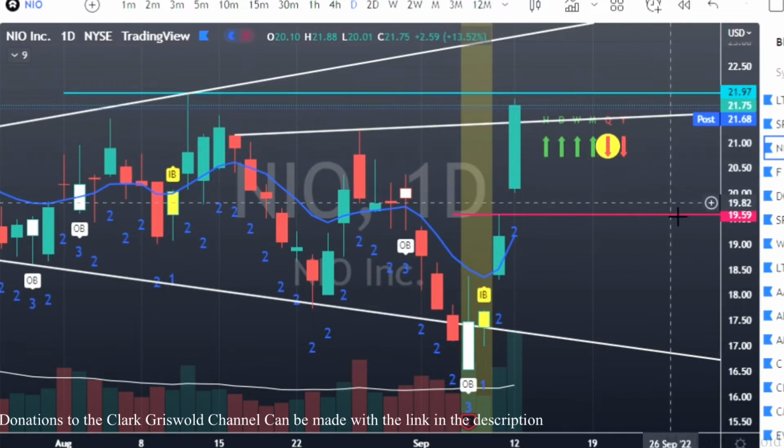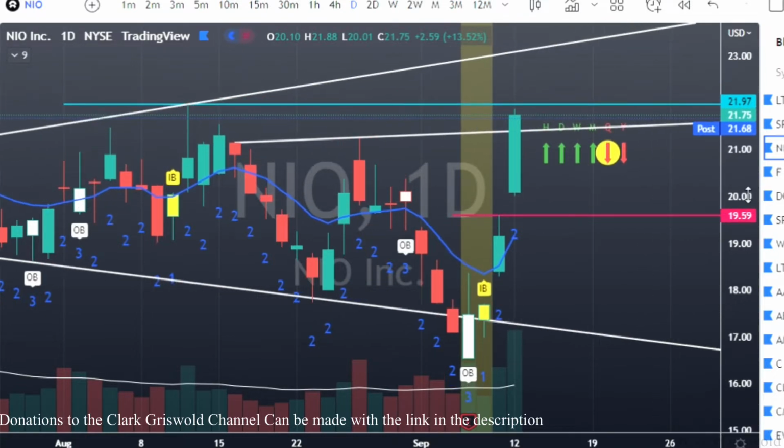So the first one I've got set up here, guys, and this isn't really a setup, I just wanted to talk about it. This is NEO. I've been talking about NEO at the bottom of this broadening formation since September 6th, and I've been telling you guys to watch it for a bounce up. And sure enough, we've got September 6th, then the 7th, the 8th, the 9th, and now the 12th. So we've gone 2 up on the week, indicated by this pink line, and this is our monthly trigger to go 2 up on the month.